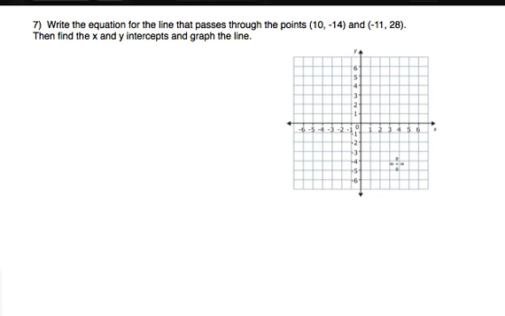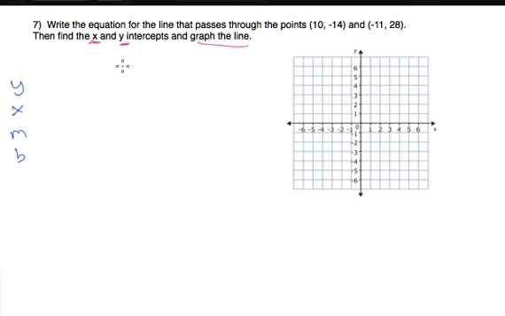Number 7, write the equation for the line that passes through those 2 points, then find the x and the y intercepts and graph the line. Okay, so this goes back to about 2 months ago when you first learned this. Write down your y, your x, your m, and your b. What can you find given the information you know?